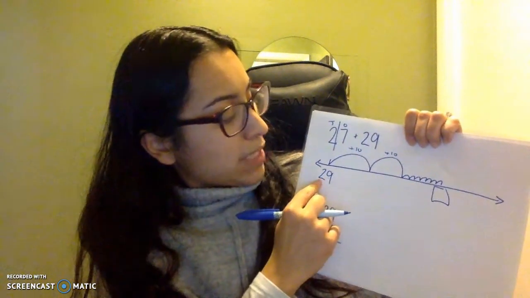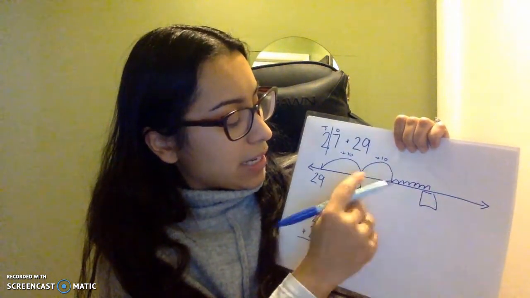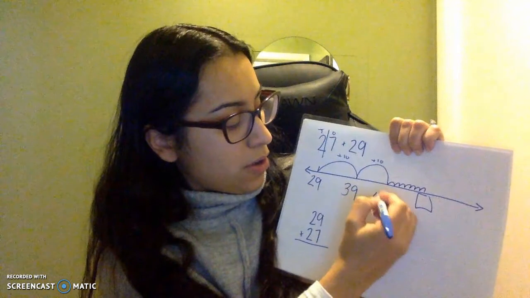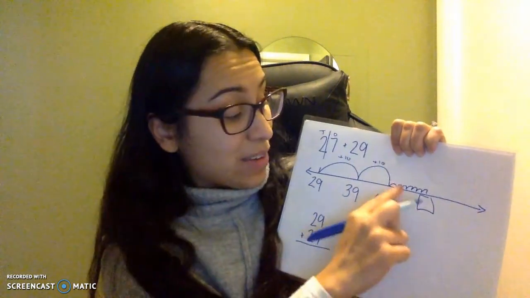And let's see what we get for an answer. So 29 plus 10 is 39 plus 10 is 49. Now I'm going to count these little 7 ones. So 49, 50, 51, 52, 53, 54, 55, 56. Woohoo! My answer is 56.